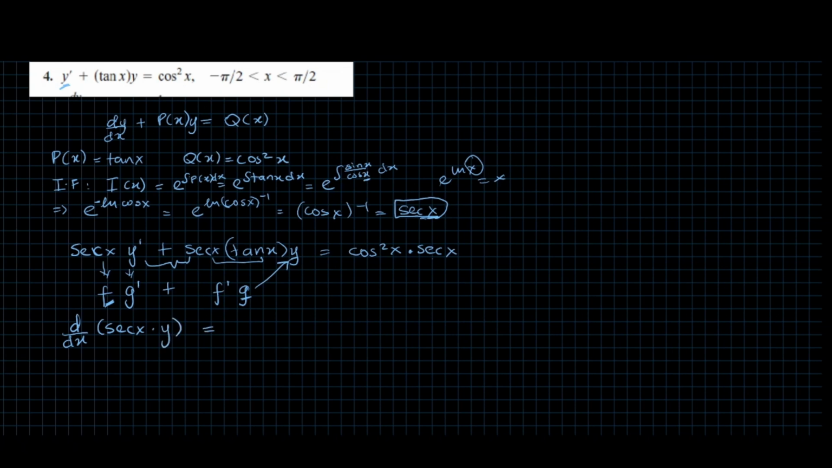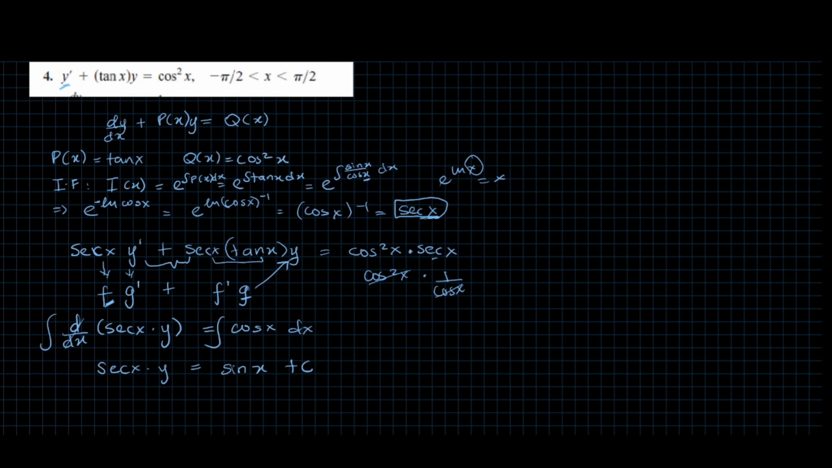this can be simplified. Sec x is the same thing as 1 over cos x, so it will be times cos squared x over cos x. This is simply going to leave it with just cos x. Now we can simply integrate both sides. Integration of this will simply cancel out d over dx, leaving you with sec x times y equals the integral of cos x with respect to x, which is sine x plus c.